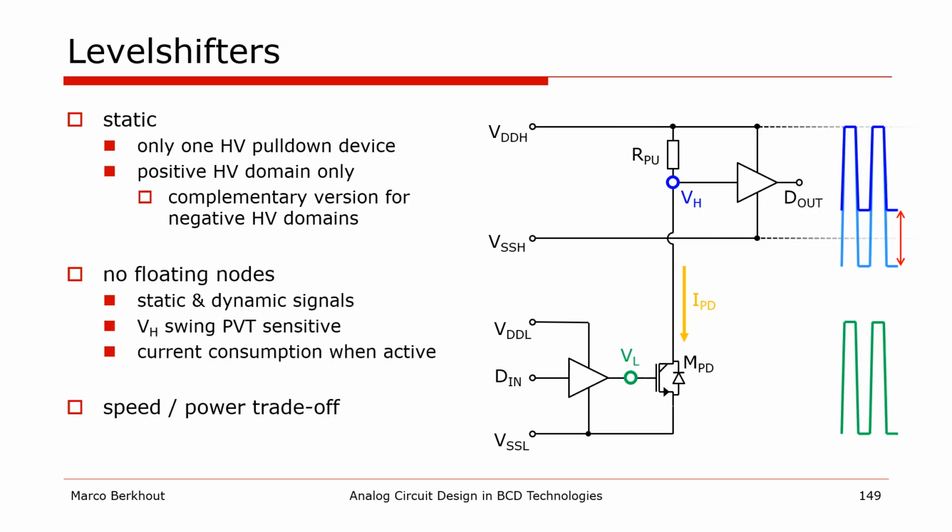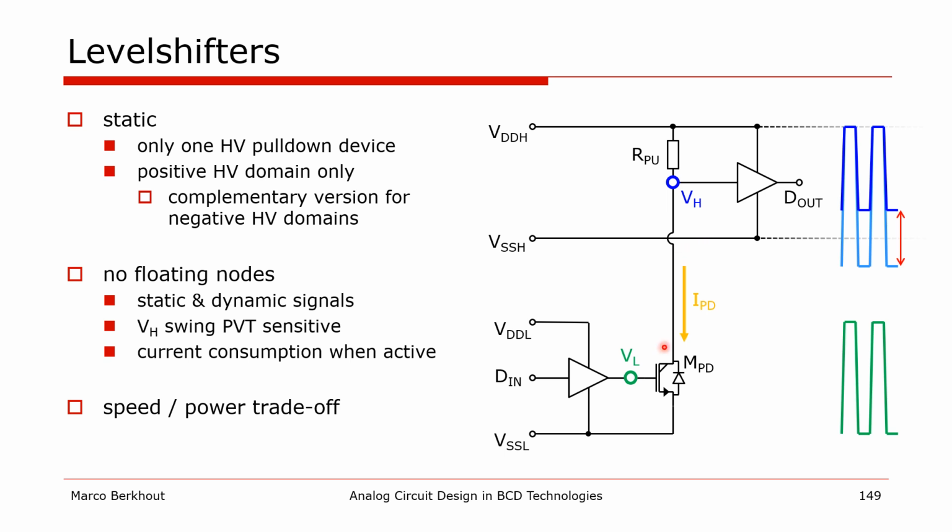A level shifter that is also suitable for static signals can be made with a single DMOS at the input and a resistor in the output domain. When the DMOS is off, the resistor pulls up the node, making a logic 1. And when the DMOS turns on, it pulls down the output node, making a logic 0. This configuration only works if the output domain voltage is positive with respect to the input, but a complementary version can of course also be made quite straightforwardly.